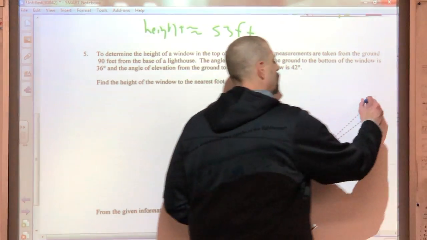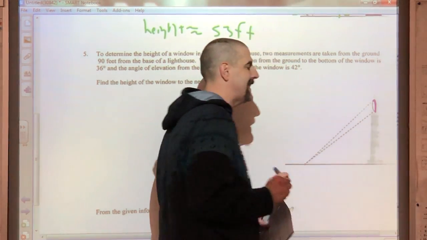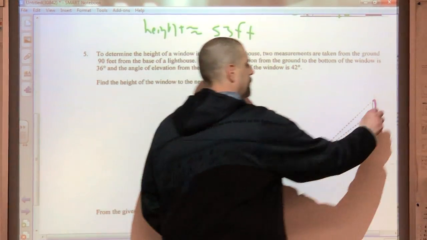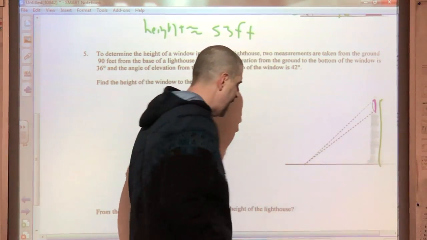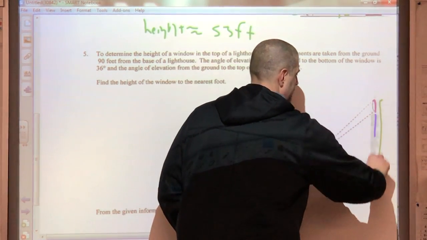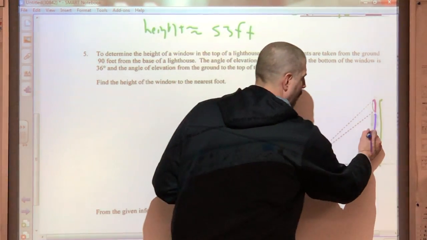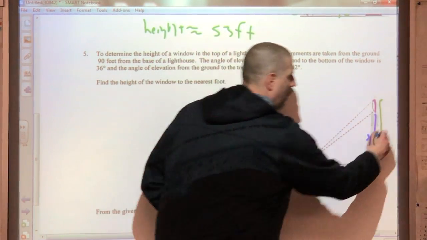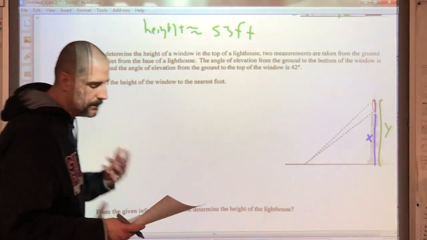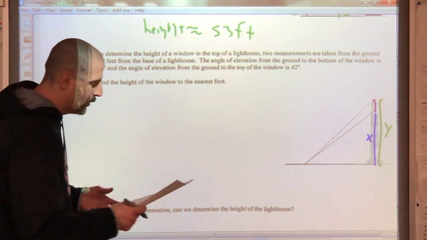Alrighty, people. So what we want is this purple height. But in order to get it, we're going to have to find this green height, and find this blue height and subtract the two. So we're going to call the smaller height x. We're going to call the longer height y. You can call them any letters you want, but that's what I'm going to do.